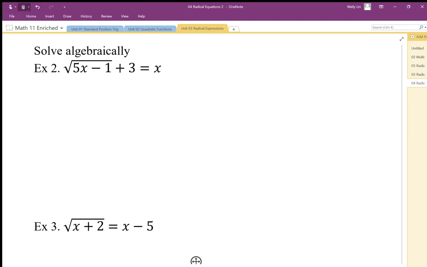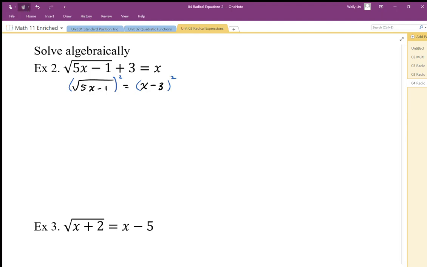So we want to first of all undo that plus with a minus, so we end up with 5x minus 1 is equal to x minus 3. Okay, we want to undo the square root with a square, and this is where we could potentially generate an extraneous solution.